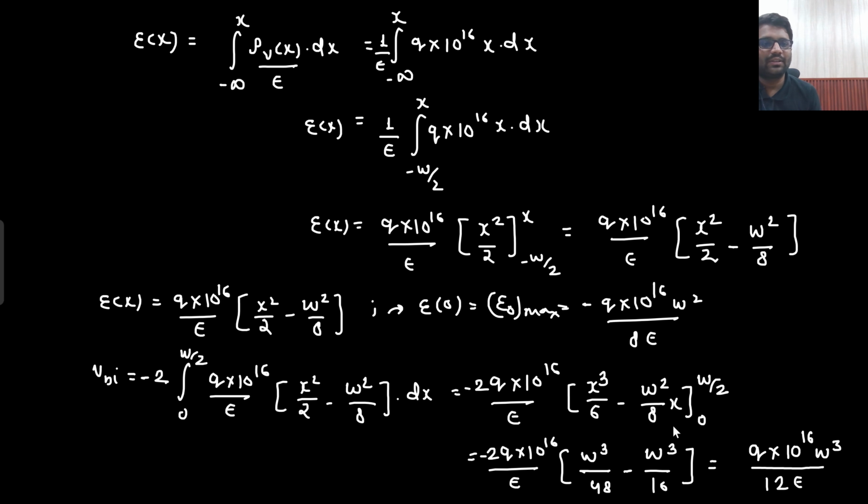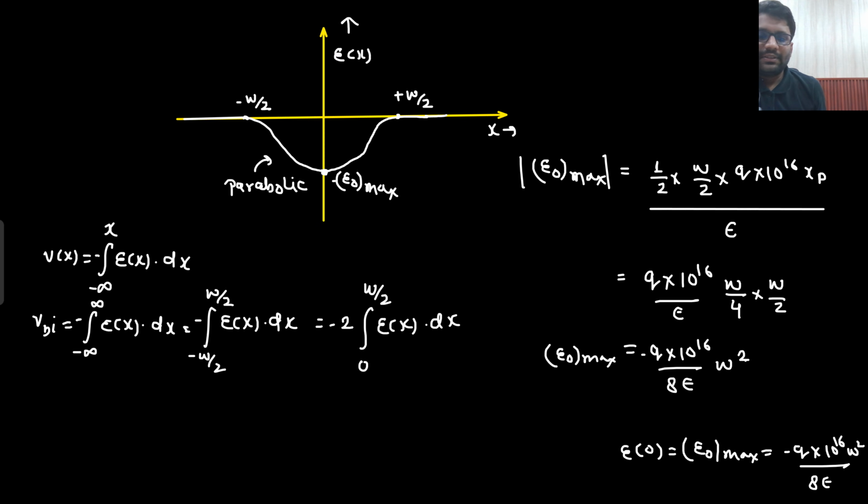Then what about the built-in potential? For the built-in potential, you just need to integrate from 0 to w by 2 and then take twice of it. So I got my built-in potential, which comes out to be q into 10 to the power 16 w cube divided by 12 epsilon. Okay, well and good. So this is the answer of this question.